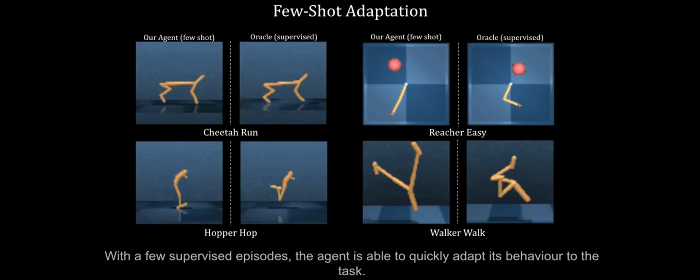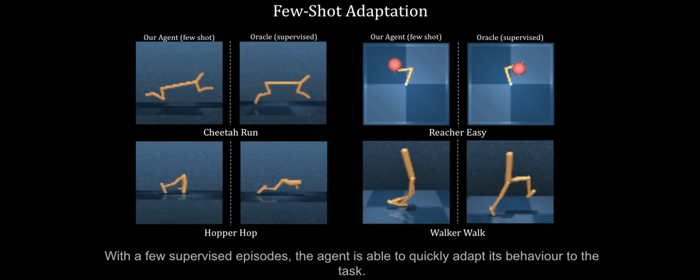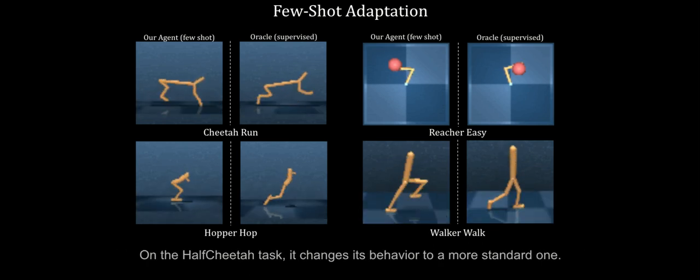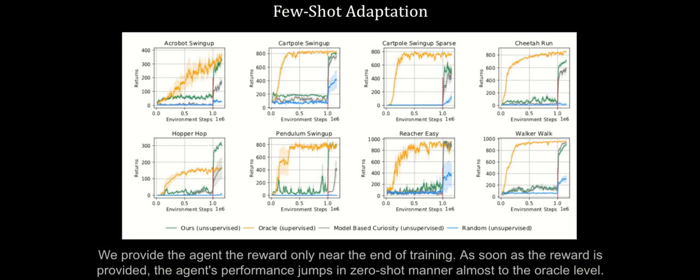Now, we provide our agent a small amount of supervised fine-tuning. With a few supervised episodes, our agent is able to quickly adapt its behavior to the task. On the half cheetah task, it changes its behavior to a more standard one. We provide the agent the reward only near the end of training.